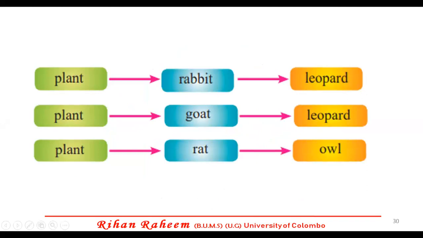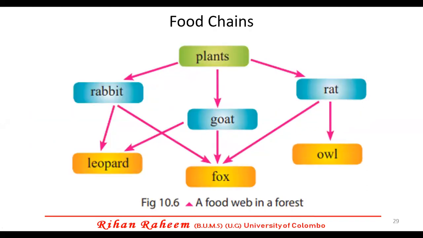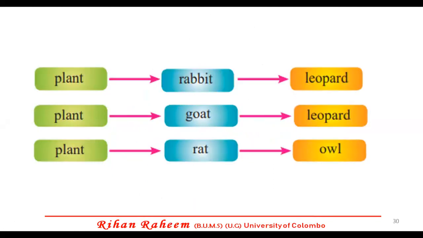Now, this same chart, we are separately writing. Plant, rabbit, leopard. Plant, goat, fox. Plant, rat, owl. Like that, if we write separately, this is known as food chain. Can you understand the difference between food web and a food chain? Food web is like a spider web. Here, there, everywhere the arrows will go. But food chain, we are writing only one line.